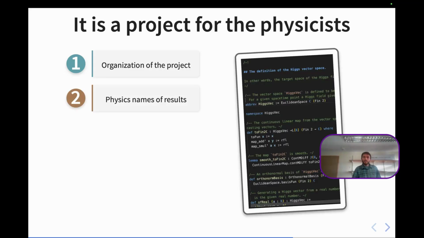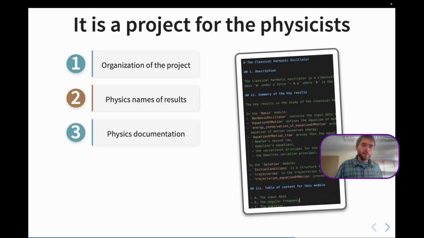Things are named after their things in physics. So, for example, HiggsVec corresponds to the vector space of the Higgs boson. The Higgs boson lives in a vector space which corresponds to C2. Instead of calling that vector space the complex vector space of 2 dimensions, in PhysLean we call that HiggsVec because that's what it physically corresponds to. That's the physical context of the theorem or the definition.